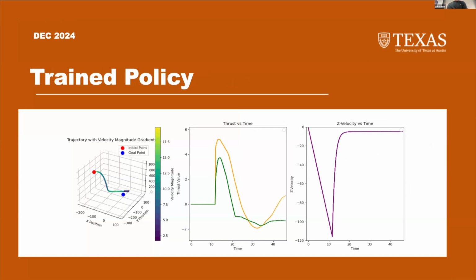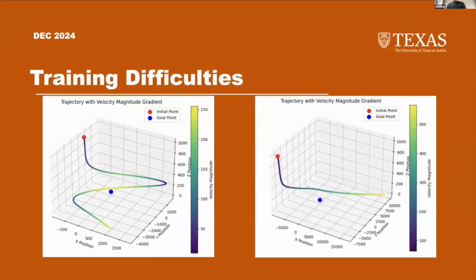So the yellow and green are the X and Y thrusts? Yes. Okay.